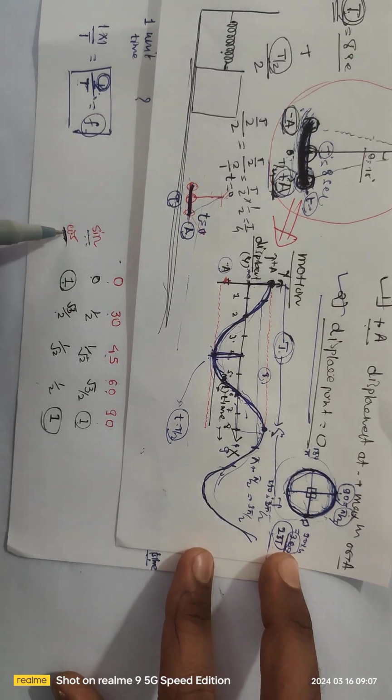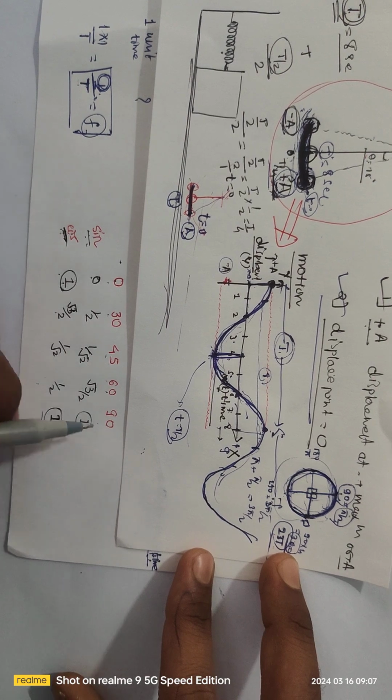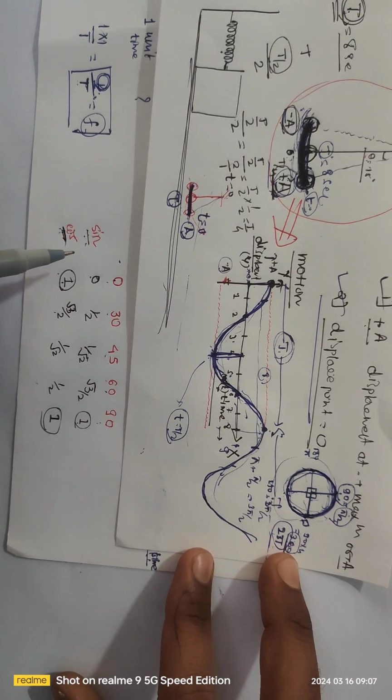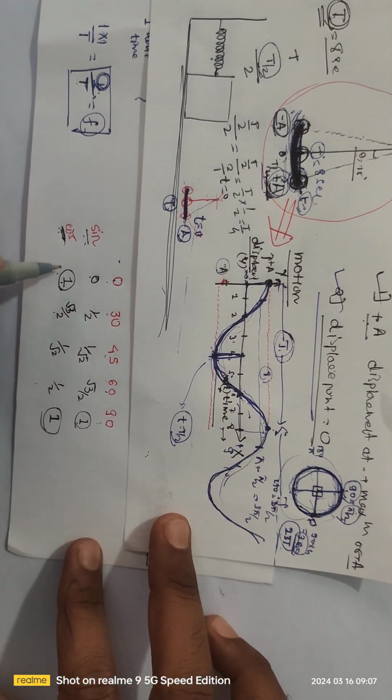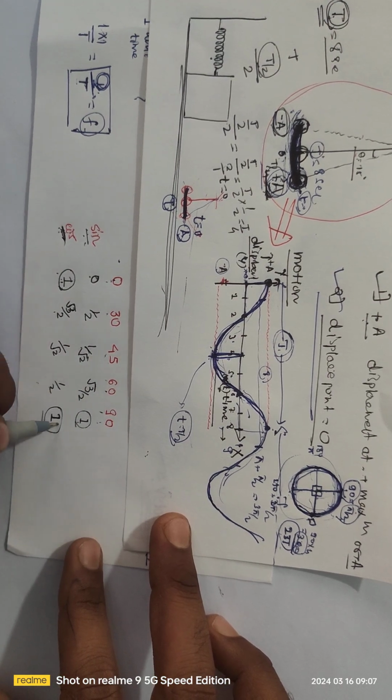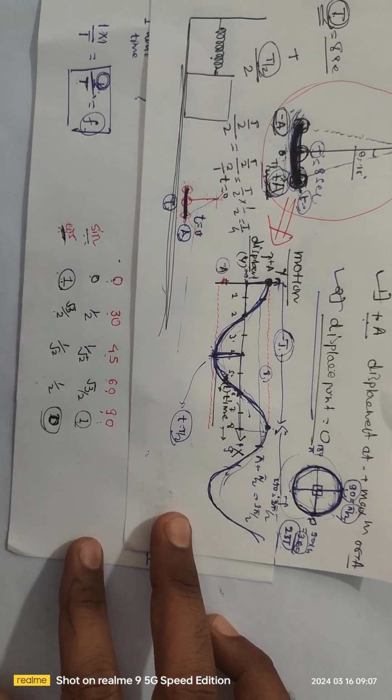So for cos, the value of cos 0 is equal to 1 and cos 90 is equal to 0. Sorry, it is my mistake.